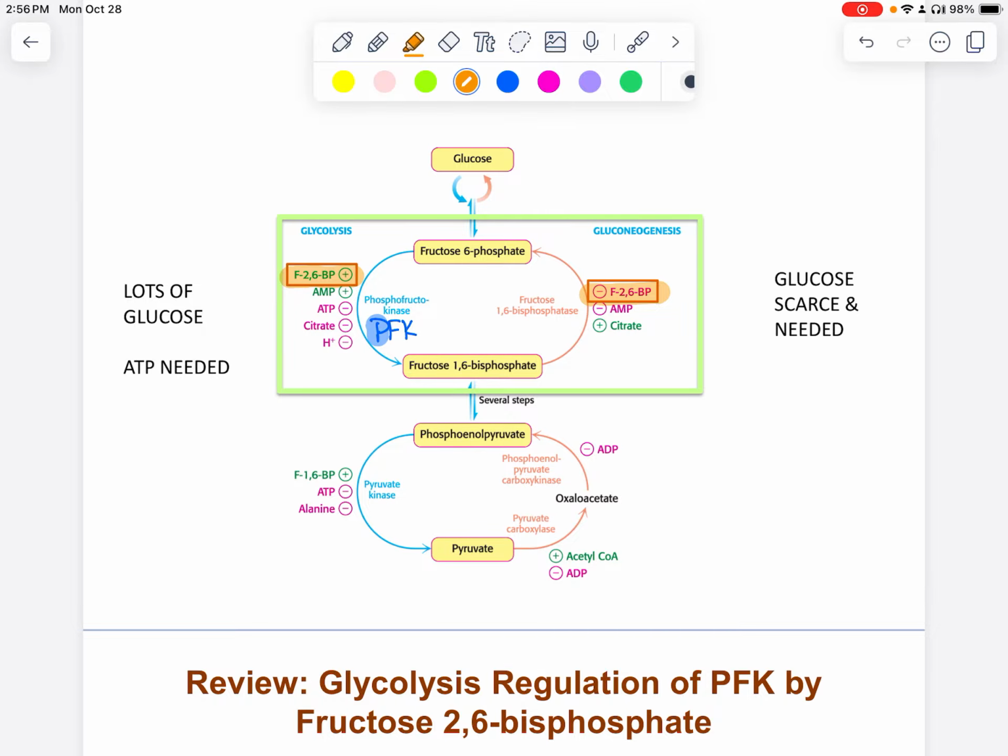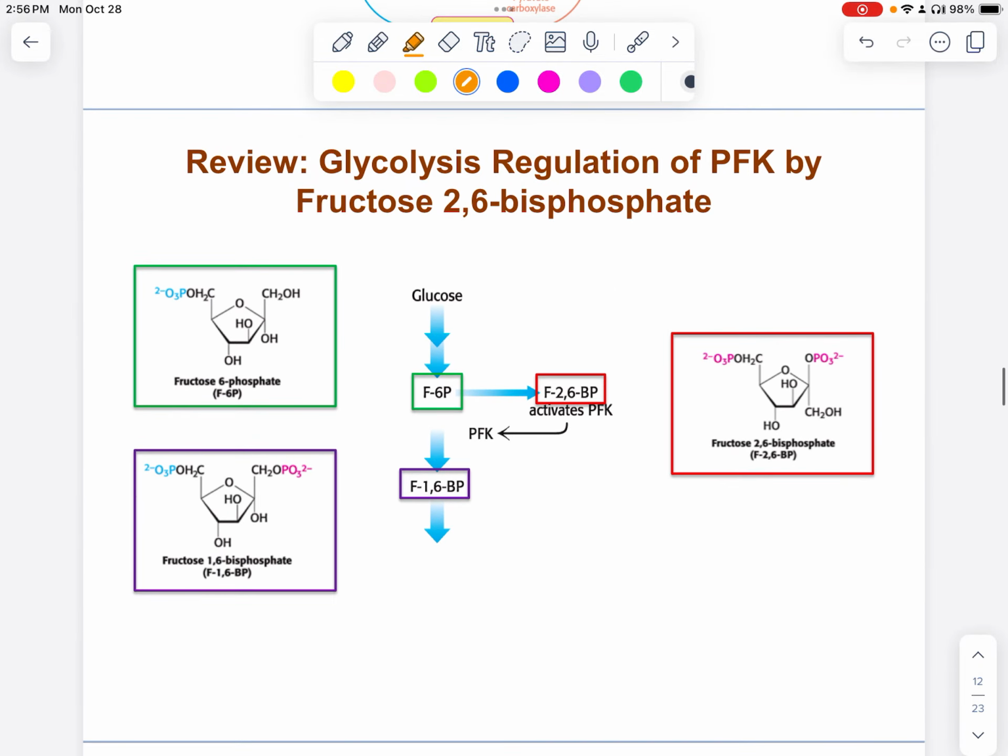Let's review, okay? Glycolysis regulation of PFK by fructose 2,6-bisphosphate. So remember, this is not our actual substrate for glycolysis. That was the fructose 1,6-bisphosphate. But we had this side reaction. As fructose 6-phosphate builds up, we could have this side reaction that makes some of this fructose 2,6-bisphosphate. And that served as a positive effector on PFK. It sped up glycolysis.